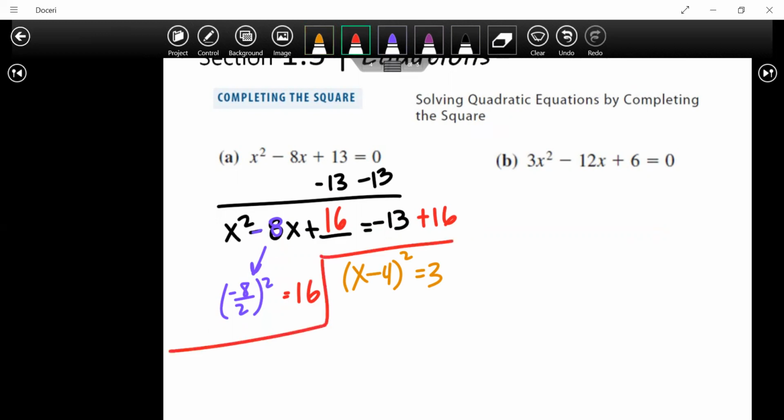Taking the square root of this problem, we get x minus 4 is equal to plus or minus the square root of 3. Adding 4 to both sides, we get x is equal to 4 plus or minus the square root of 3. I'm going to leave this one as is, since we had the other example explaining the plus or minus symbol. I think a lot of you get that.